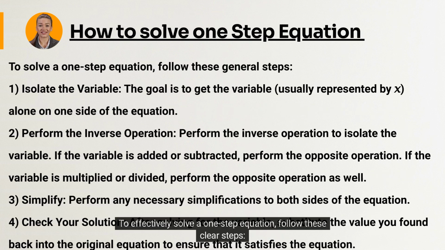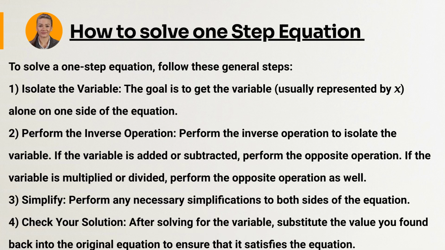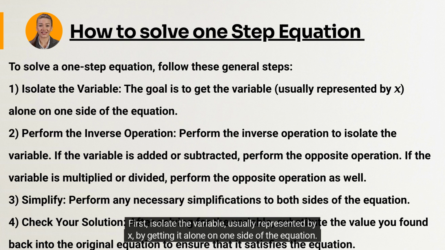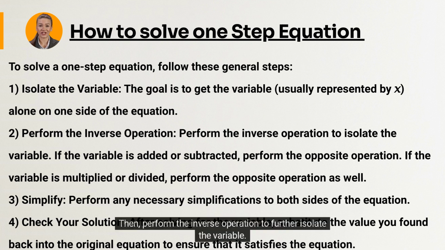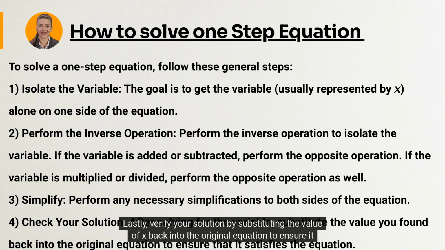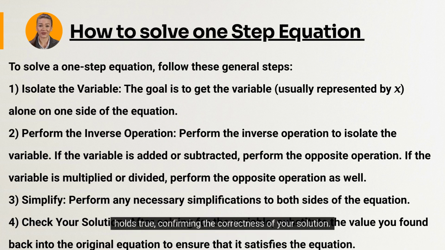To effectively solve a one-step equation, follow these clear steps. First, isolate the variable, usually represented by x, by getting it alone on one side of the equation. This simplifies solving for x. Then, perform the inverse operation to further isolate the variable. If x is added or subtracted, use the opposite operation to neutralize it. Apply the same principle if x is involved in multiplication or division. Next, simplify both sides of the equation to its easiest form to facilitate solving. Lastly, verify your solution by substituting the value of x back into the original equation to ensure it holds true, confirming the correctness of your solution.